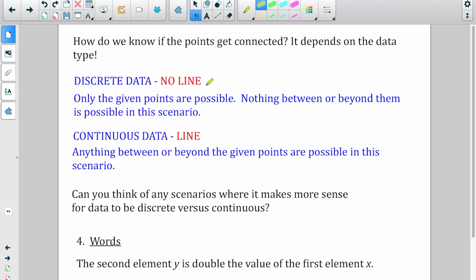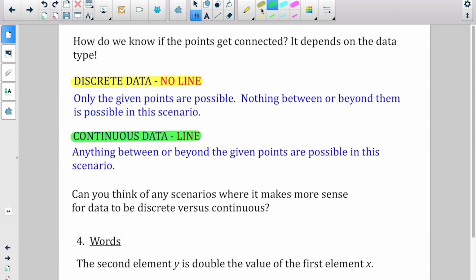So how do we know if the points get connected? It just depends on the data type that we're looking at. There's two different types of data that we explore. The first being discrete data, where there's no line that we draw through the points. And the second type of data being called continuous data.